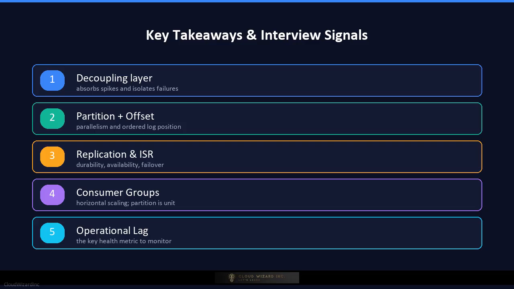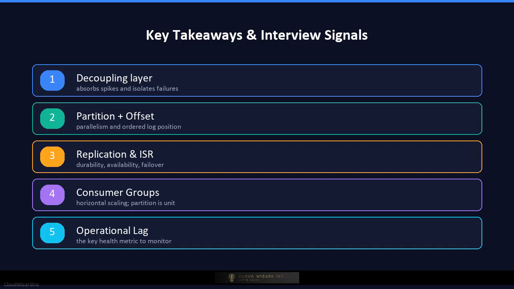Third, replication and the in-sync replica set are the heart of durability and availability. Be ready to explain leader failover, acks, and min-ISR. Fourth, consumer groups are the standard way to scale consumption horizontally, but remember that partitions, not messages, are the unit of assignment, so partition count matters.